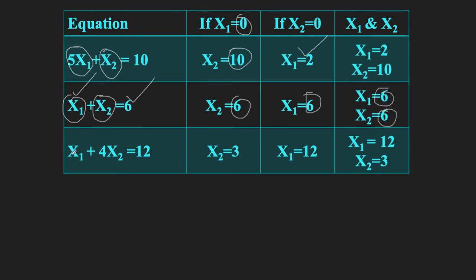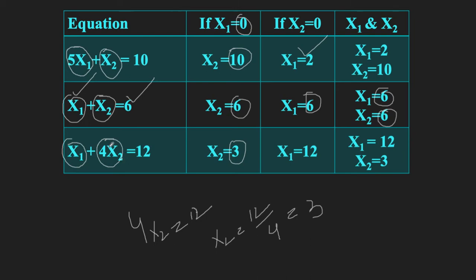Fine. In this equation, if we substitute the value of x1 is equal to 0, then 4x2 is equal to how much? It is equal to 12, right? 4x2 is equal to 12. Then x2 will be equal to 12 divided by 4. So 12 divided by 4 will be equal to 3, that is what we have here. This is what we have here, x2 is equal to 3. Now if we substitute x2 is equal to 0, all this value will become 0.